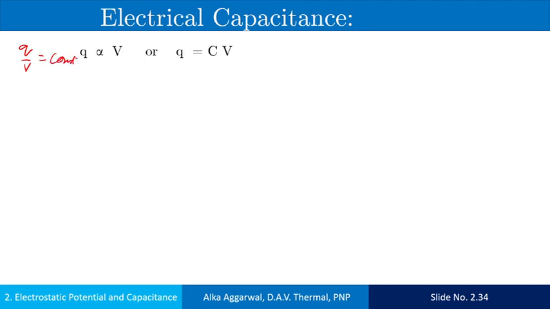As Q upon V is equal to constant, it means that with the increase in the charge, potential increases and this value is constant, which is known as capacitance. With the charge decreases, the potential decreases, but this value is constant. C can be written as Q upon V. If V is 1 volt, then C is equal to the Q.